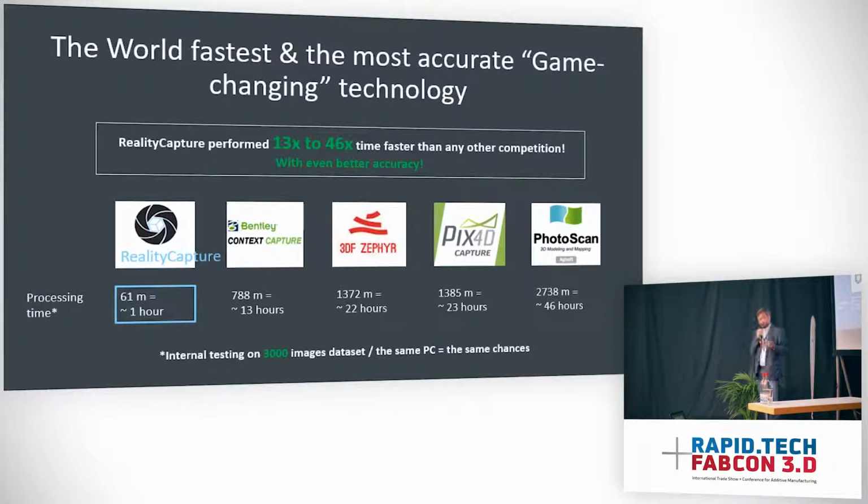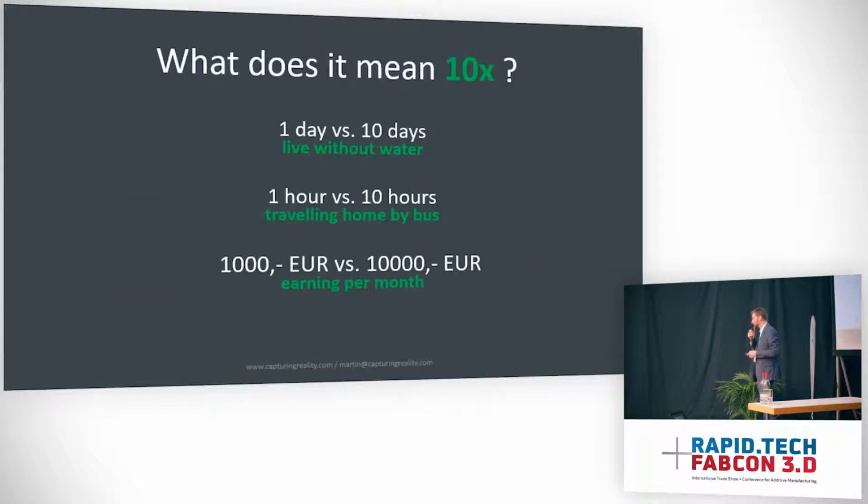So you can see, it was measured on a 3,000 photo data set. And just to show what it means to be 13 to 46 times faster, imagine what it means to be 10 times faster. You can imagine staying without water for one day. But in 10 days, you would be dead. So that's the difference of 10x.